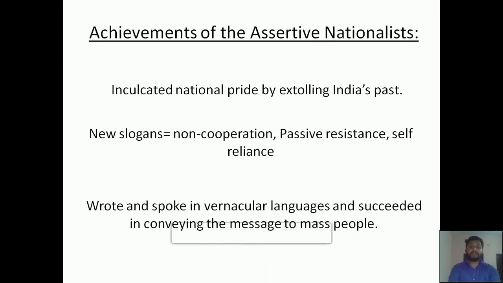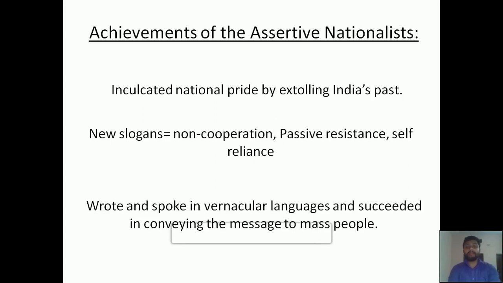And the third point says that they wrote and spoke in vernacular languages and succeeded in conveying the message to mass people. Suppose, just imagine if a foreigner is coming to our country in order to speak or influence people through his speech. But actually what happens, if he does not know the vernacular language of a particular locality, how can he express his real feelings to the people? And how much will the people understand the real feeling of the speaker? So this is what was happening in the former period.